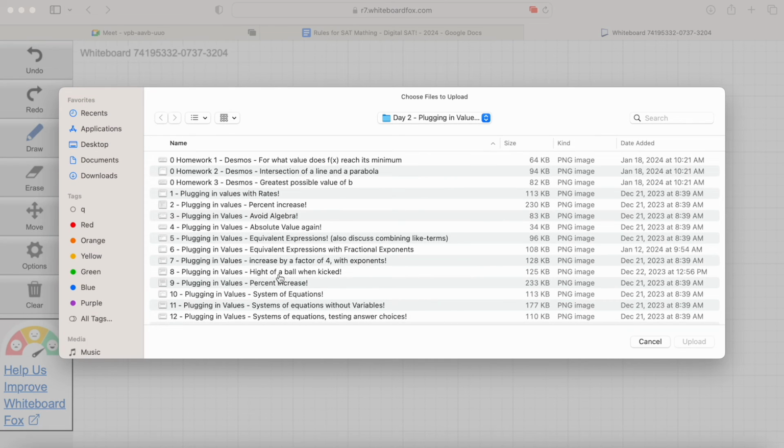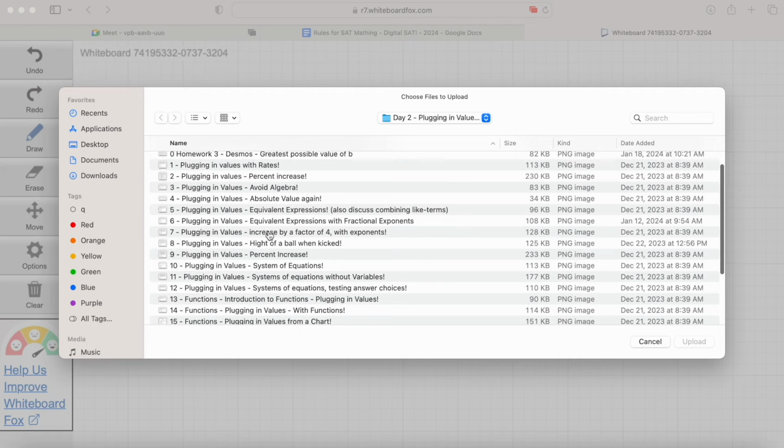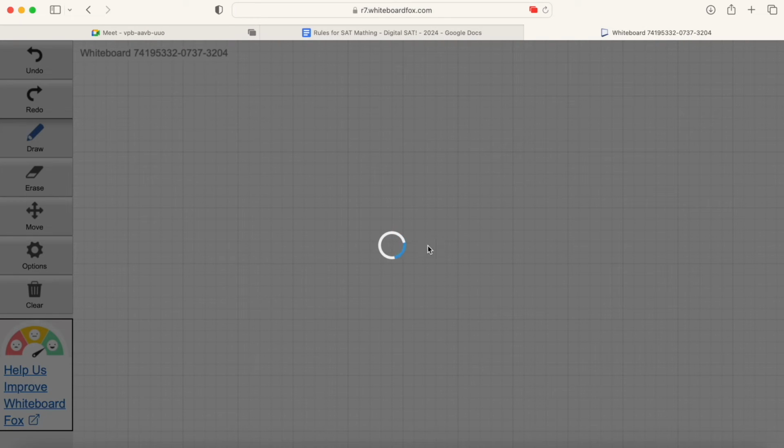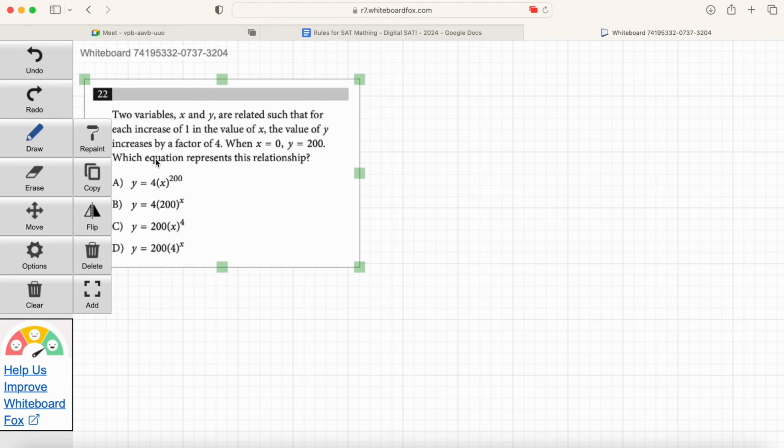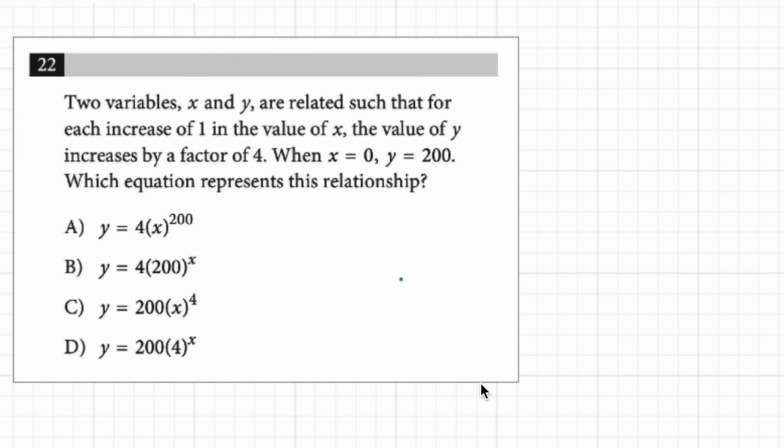Catherine, I think you are up next. Go and read question number 22 for us, please. Got it. Two variables, x and y, are related such that for each increase of 1 in the value of x, the value of y increases by a factor of 4. When x equals 0, y equals 200. Which equation represents this relationship?